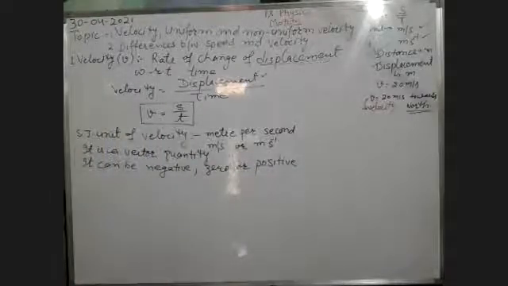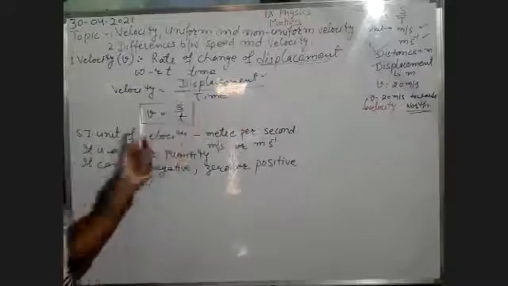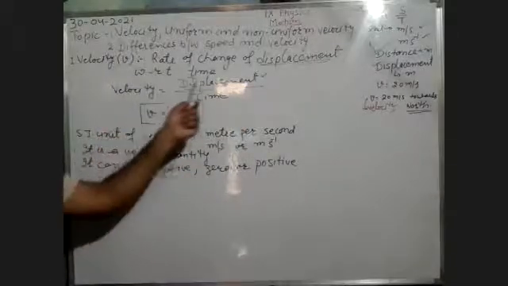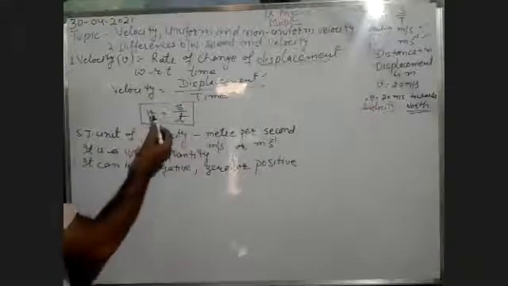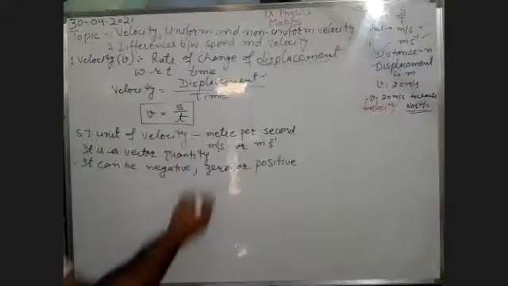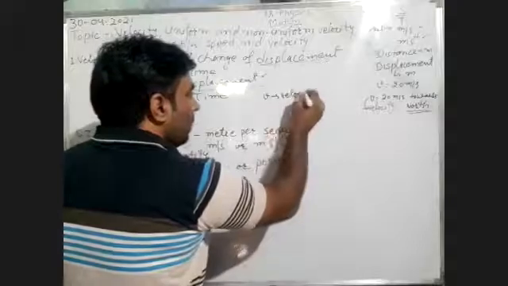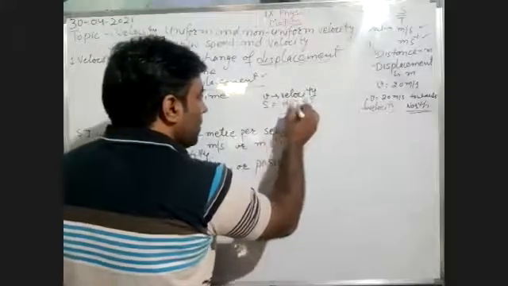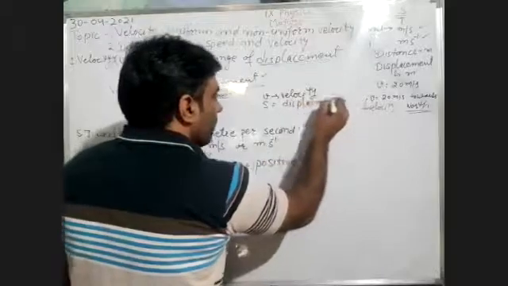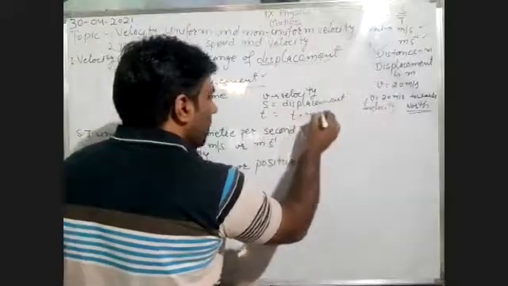So the rate of change of displacement with time is known as velocity. The formula for velocity is displacement upon time. In symbolic notation, we can write v is equal to s by t, where v is the velocity of the object, s is displacement, and t is the time taken.